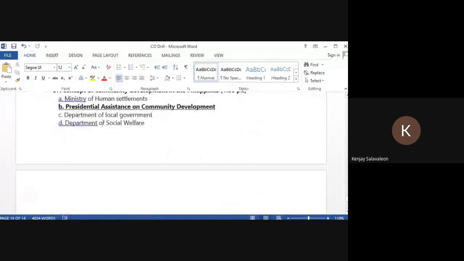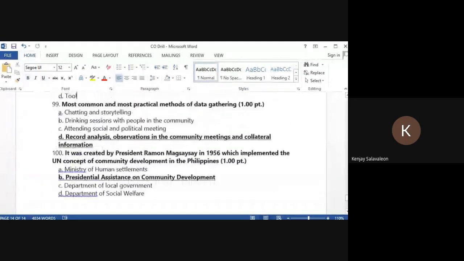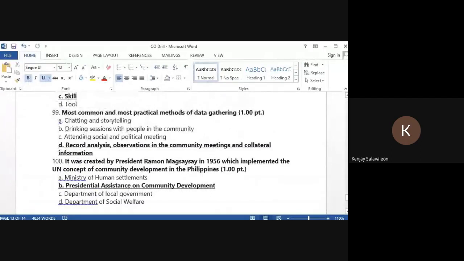99. Most common and most practical methods of data gathering. So among the different options, ang pinaka-best talaga is ito: record analysis, observation in the community meetings, and collateral information, because it has lesser effort and you provide lesser energy to collect data.